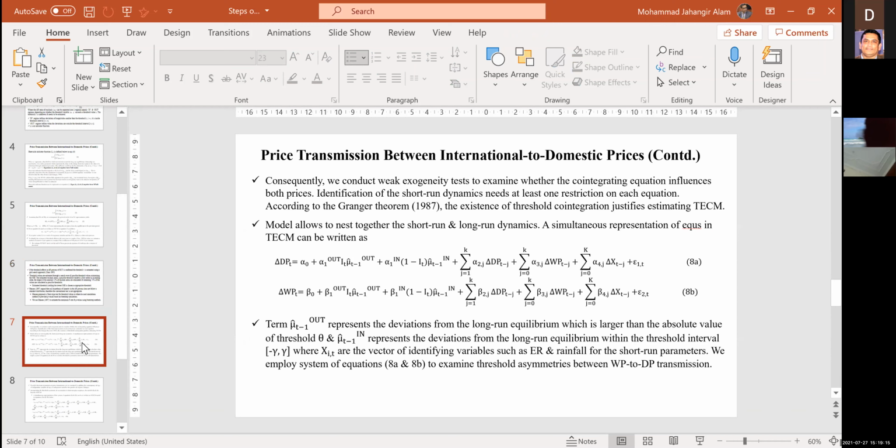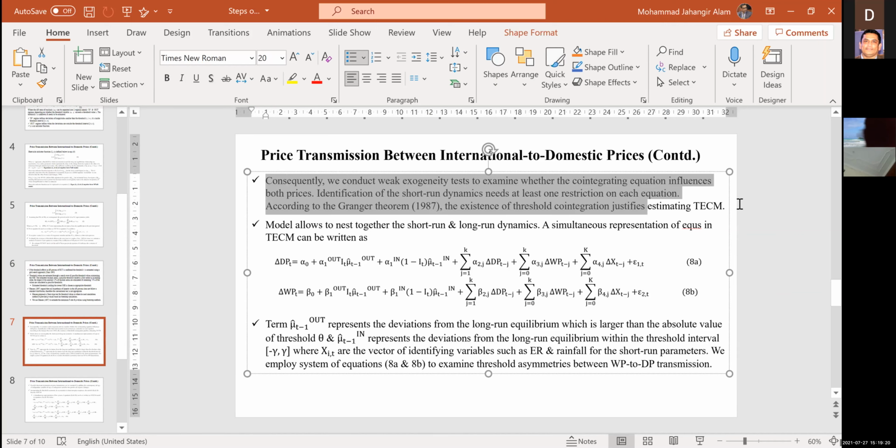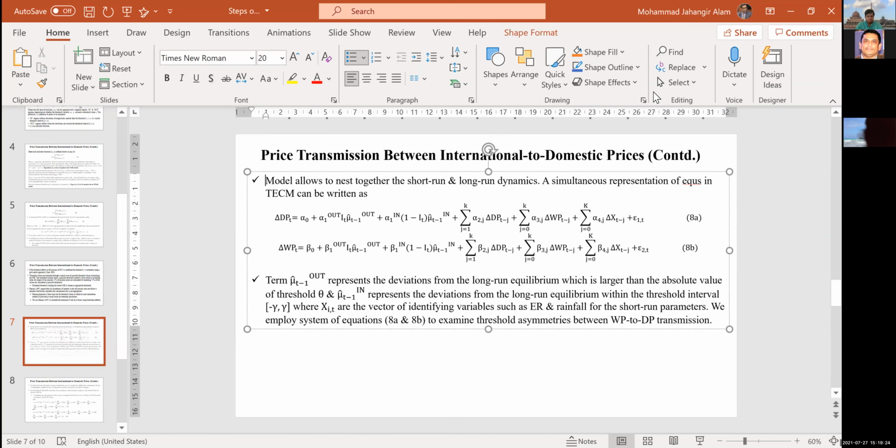Then done, right? I'm not going to repeat it, I already said that. So now we know that we identified the threshold. We know whether they follow the symmetric or asymmetric behavior when they adjust to the equilibrium point, you know, the domestic price and the world prices.